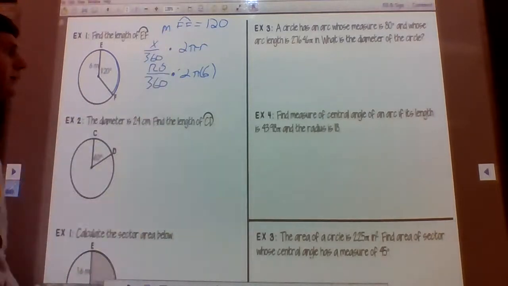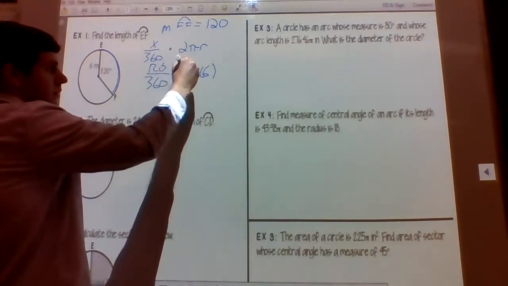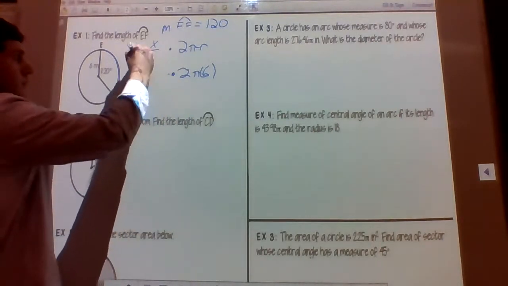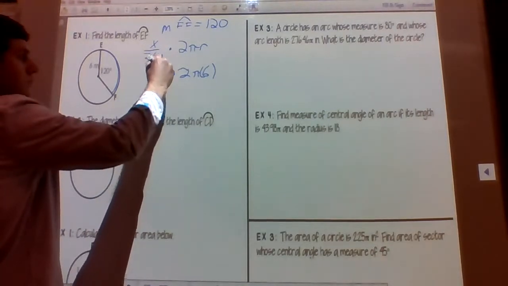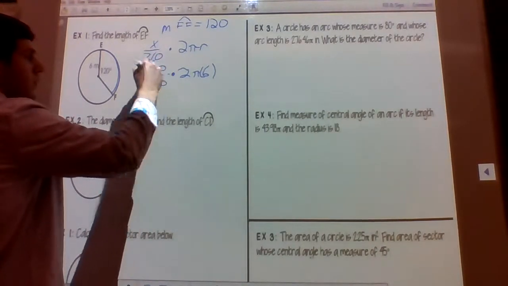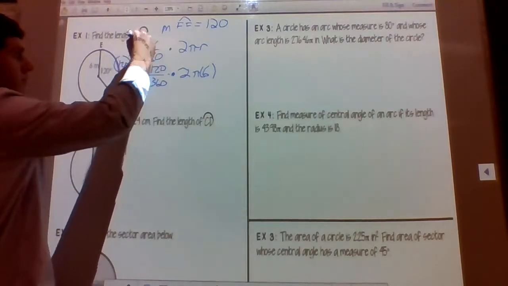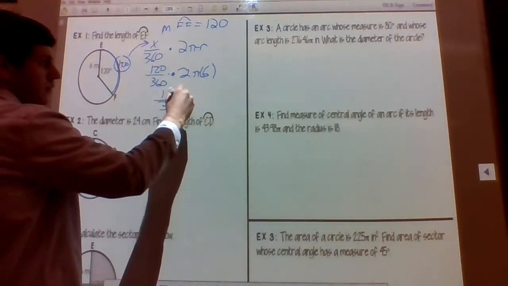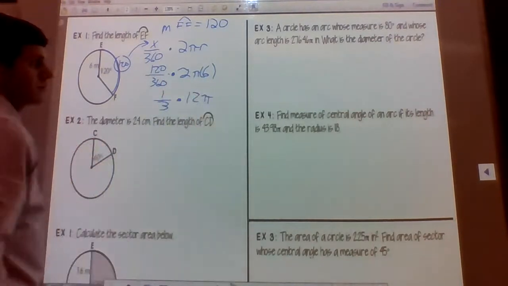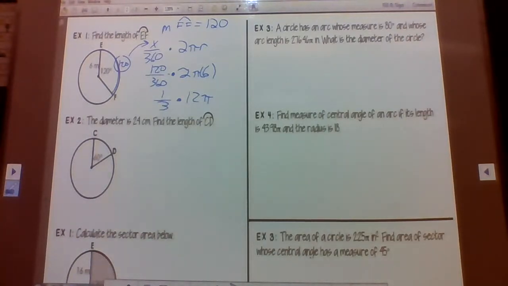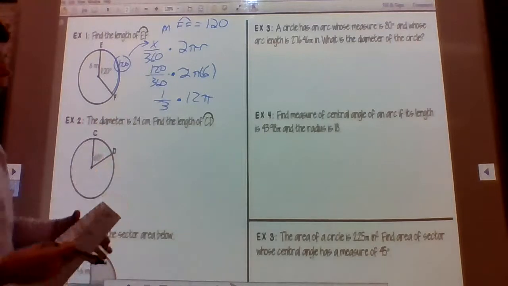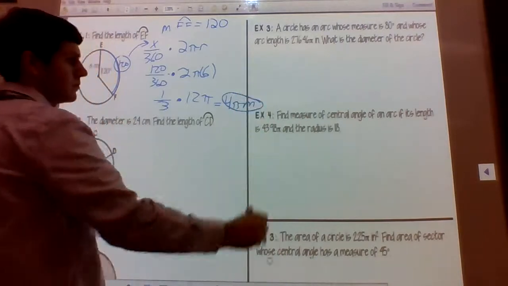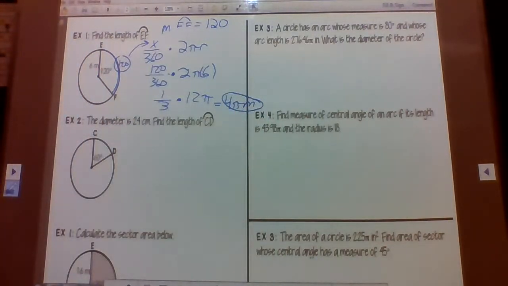Okay, so x over 360 times 2 pi r. The measure, x, being the measure we're looking at. Instead of x, we're putting in 120. So we're looking at 1/3: 120 divided by 360 is 1/3 of the circumference, which is 2 pi r. So that's going to lead us to 12 pi over 3, which is 4 pi meters. That's our units. Okay, 4 pi meters.